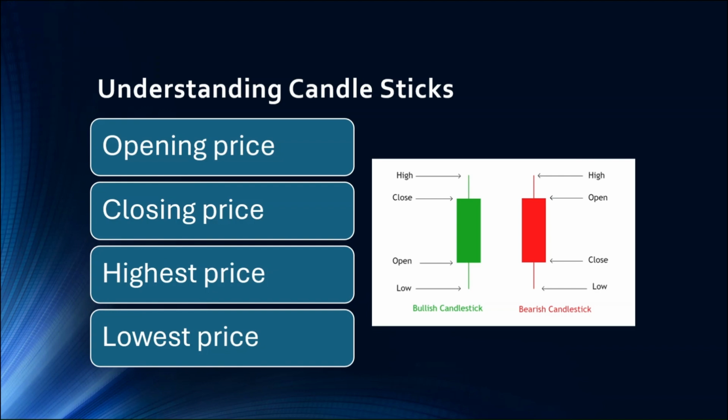It can be 5 minutes, 10 minutes, 15 minutes, 1 hour, 1 day, 1 week, or 1 month. It can be anything. If the close is higher than the open, it will be a green candle. If the close is lower than the open, it will be a red candle. For the time being, try to understand the basics of it. Once you get familiar, you can try to collect more data.